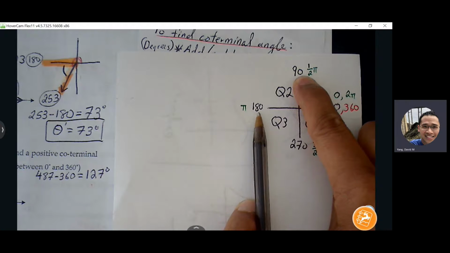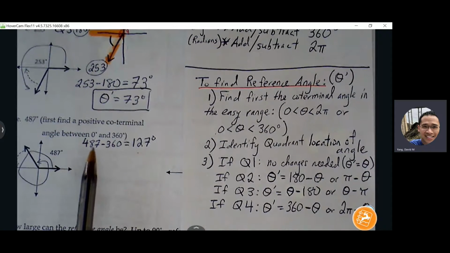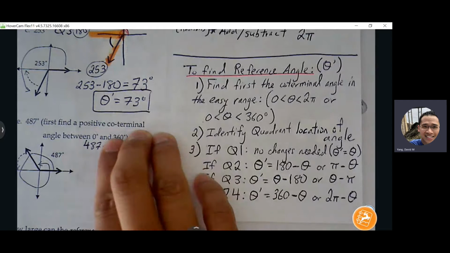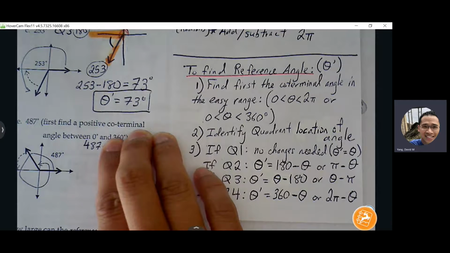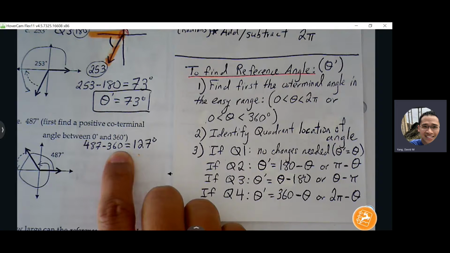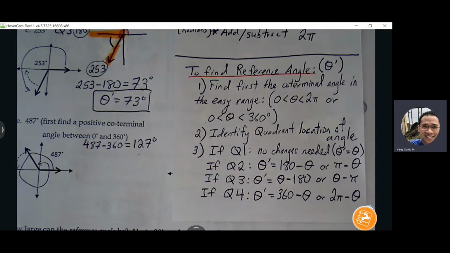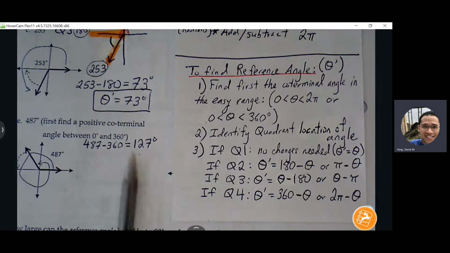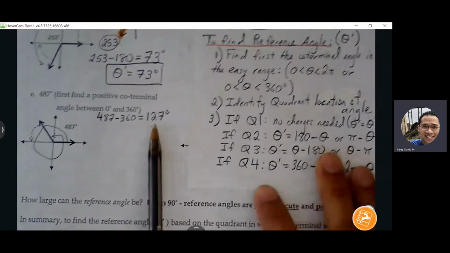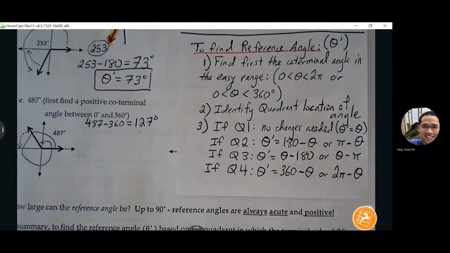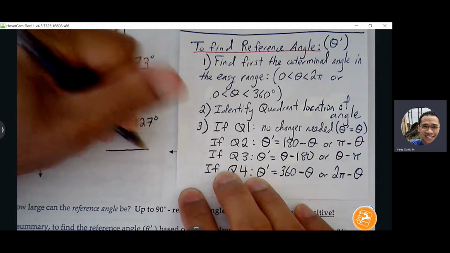Why do we need to subtract 360? I think it's pretty relevant. Can you tell by looking at 487 what quadrant it's in? It's kind of hard to tell, right? So I can find an easier version of that degree measure by subtracting 360, because anything that's 360 away is the same angle, just a different rotation. Now that I have an easier version of the problem, I can just draw a quick picture.